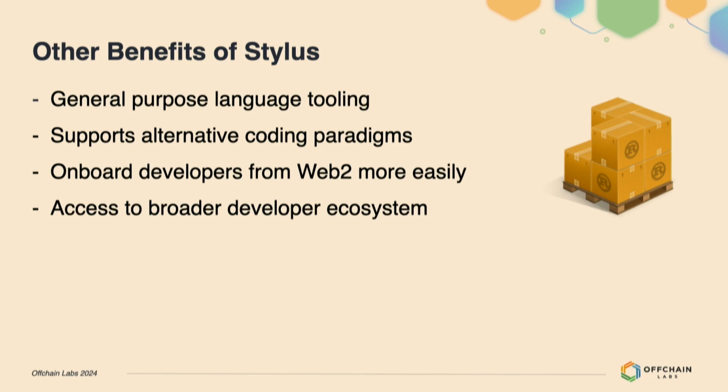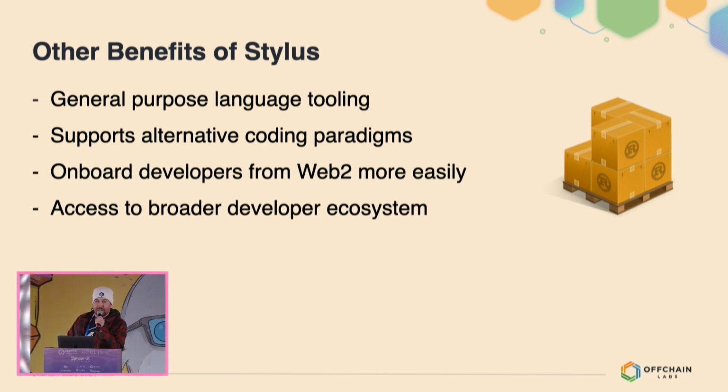Some of the other benefits of using Stylus is that you get access to general purpose language tooling, like crates.io, which is a package registry that Rust provides. Many other languages also have package registries. Solidity does not, so you really just have to import based off of GitHub repos and whatnot. So you get access to that.